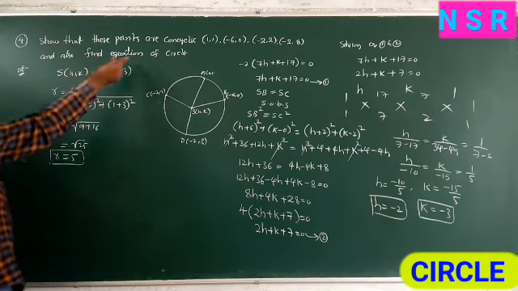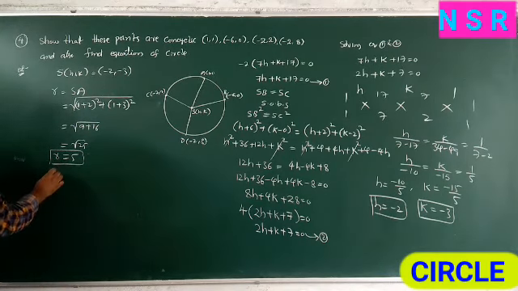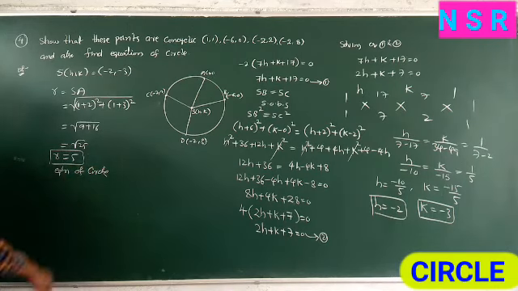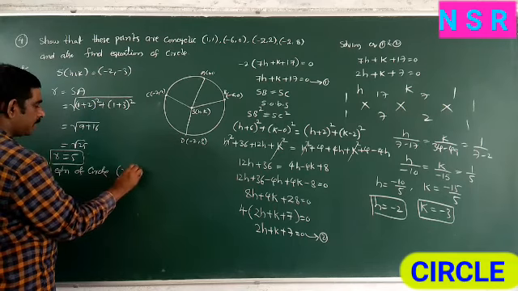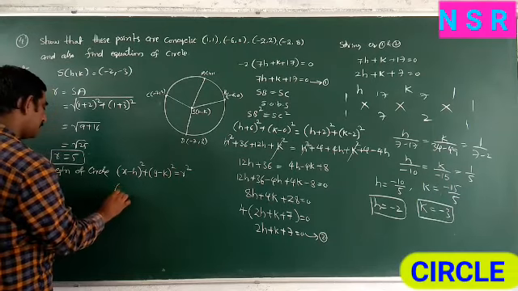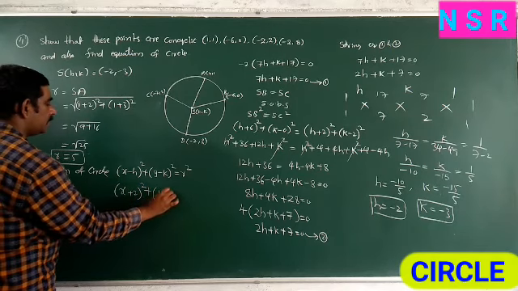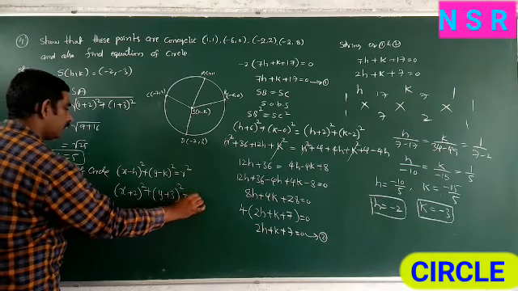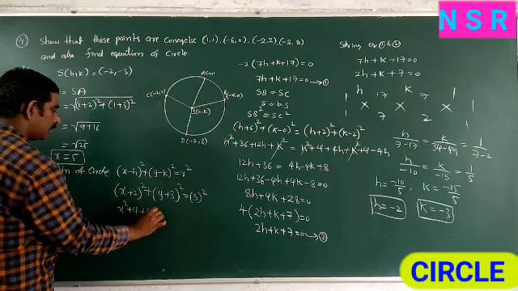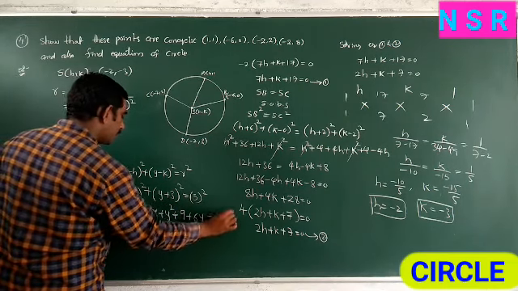Now find the equation of the circle. After getting the equation of the circle, we can prove concyclic points. If we have the center and radius, the equation of the circle is x minus h whole square plus y minus k whole square equal to r square. So x plus 2 whole square, y plus 3 whole square equal to 5 square. So x square plus 4, 2 times 2 is 4x, y square plus 9, 3 times 2 is 6y, equal to 25.